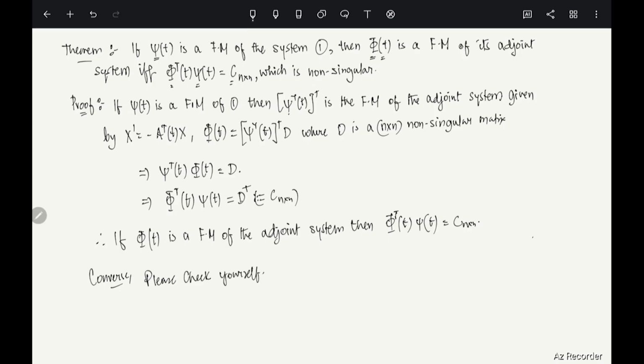Okay, what do you need to check? You need to check phi of t is a fundamental matrix of the adjoint system. So basically, what you have to show is that phi prime of t is nothing but minus A transpose of t times phi of t. I hope you can easily check this part.